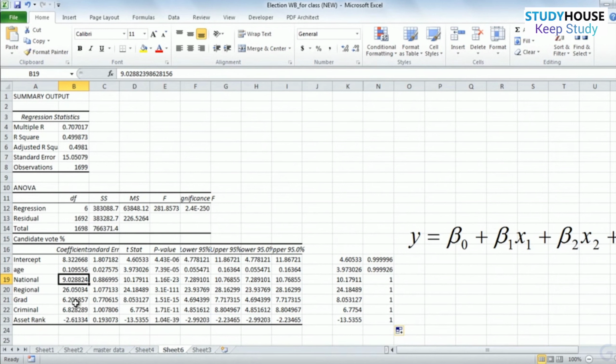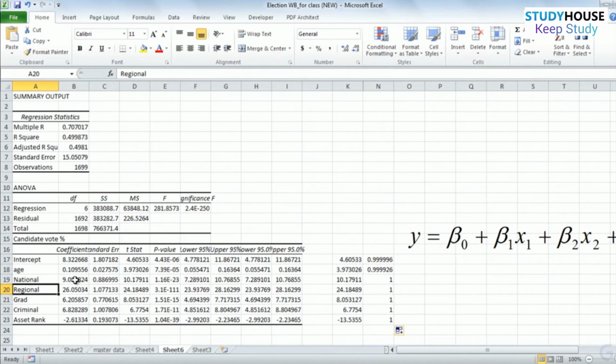Similarly, if you pick up two candidates, one who is from a regional party and one who is neither from a national nor a regional party, an independent candidate, then the candidate who comes from the regional party is likely to get 26% more votes than the independent candidate. If you pick up two candidates, one from a regional party and the other from a national party, then the candidate from the regional party is likely to get 17% more. That's 26 minus 9, 17. Is likely to get 17% more votes than the candidate from the national party.